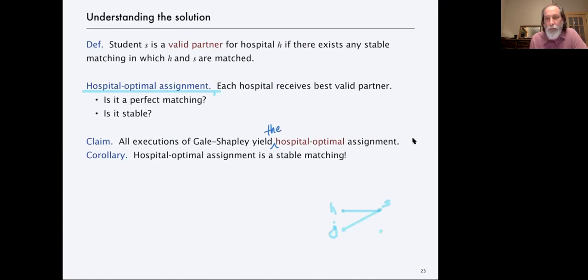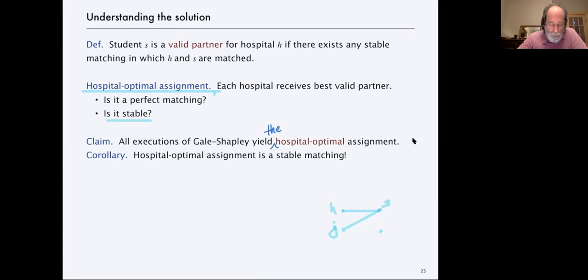There'll be some other student here who's not matched, right? So it's not a matching, since not every student or every hospital is necessarily included. And the second question is, even if it is a matching, is it guaranteed to be stable?